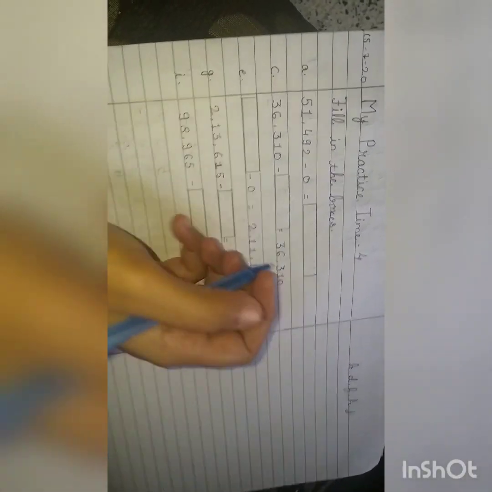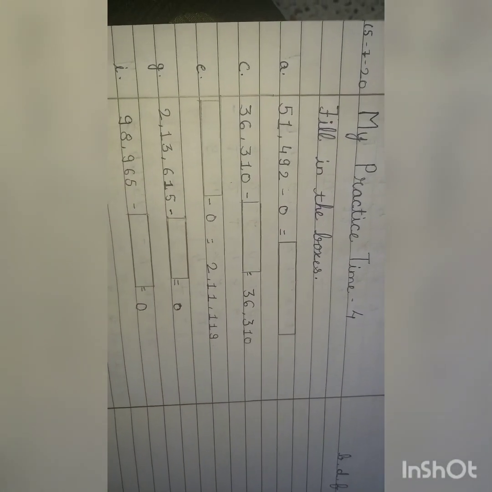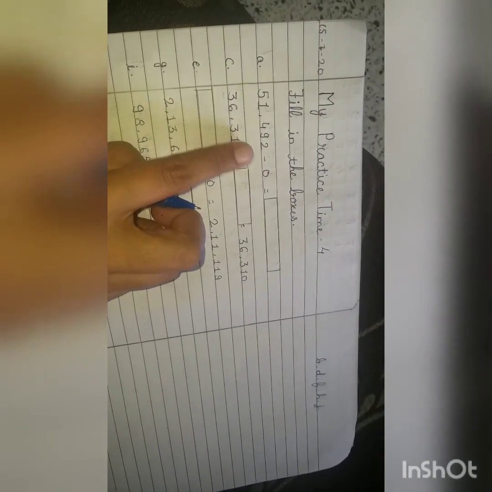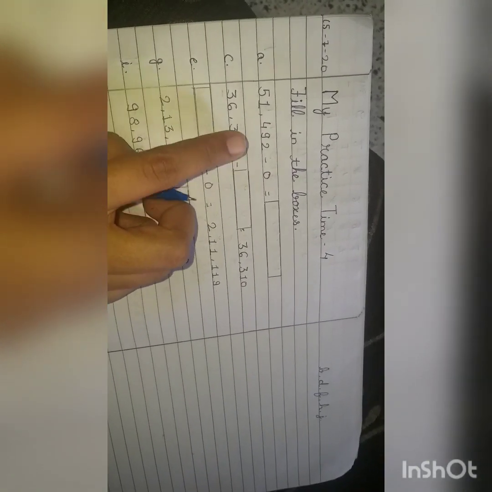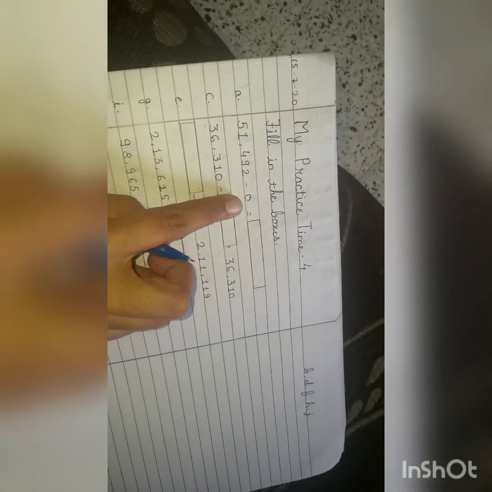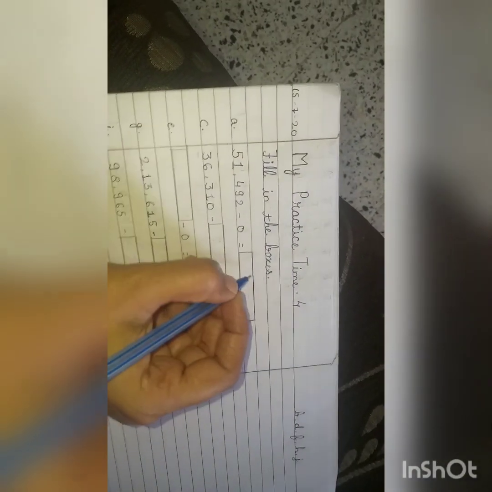So students, first question we can see that 51,492 minus 0 is equal to what? So students, here we can see that 0 is subtracted from the given number, right? So here we have to apply our first property, that when we subtract 0 from any number, we get the same number as the answer. So here we got 51,492. That means we are going to write the same number as the answer, because here we have subtracted 0. 0 means we are not subtracting anything, as 0 doesn't have value. So we are going to write the same answer.